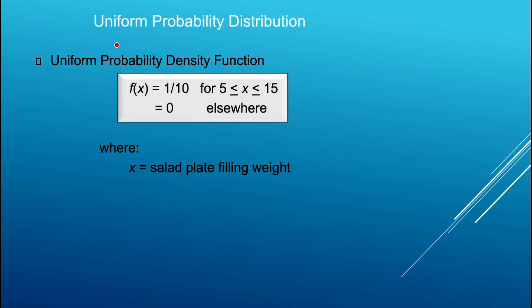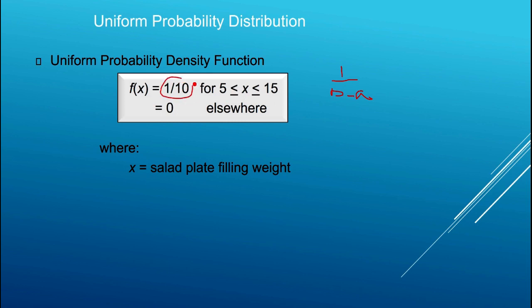In this case, the uniform density function, of course, is going to be equal to 1 over b minus a. That's from the previous slide. So our value of b is 15, and our value of a is 5. So 15 minus 5 is 10.